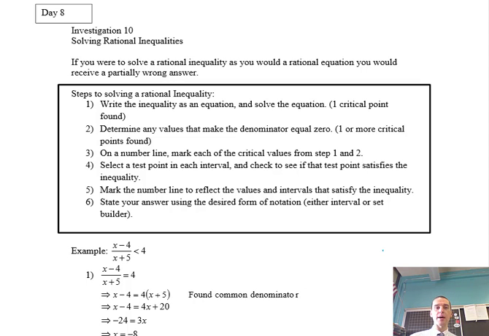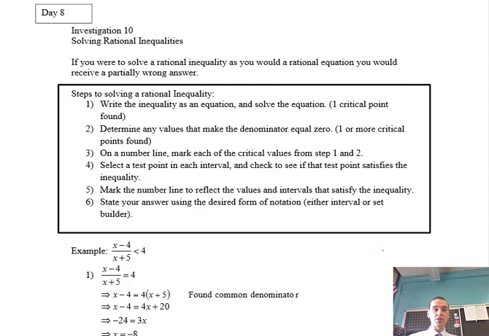So if we look at the steps, we're going to write the inequality as an equation and solve the equation. That's going to be one critical point. Then we're going to determine any values that make the denominator equal 0. That's where a function is undefined. That's going to give us either one or more critical points. Then on a number line, we're going to mark each of the critical points. We're going to test it.